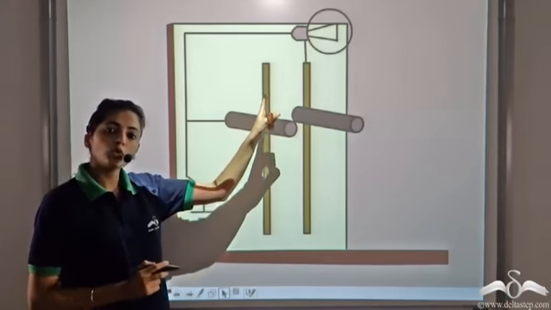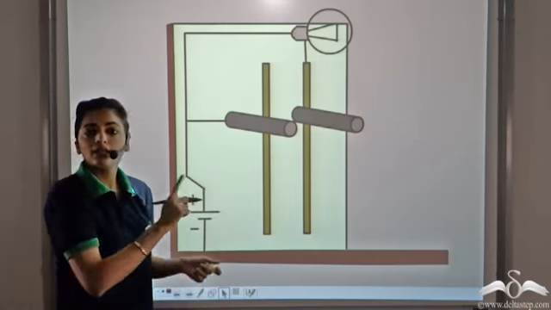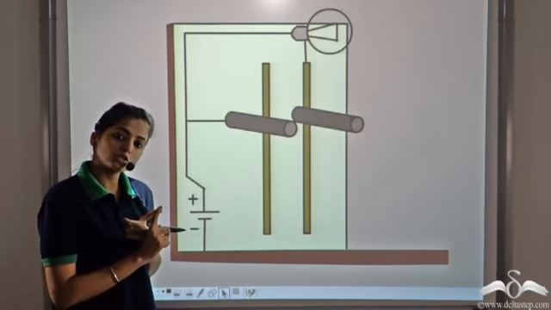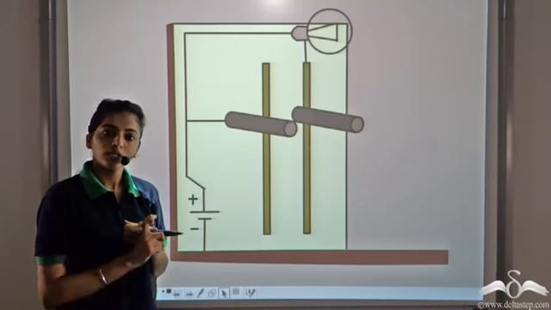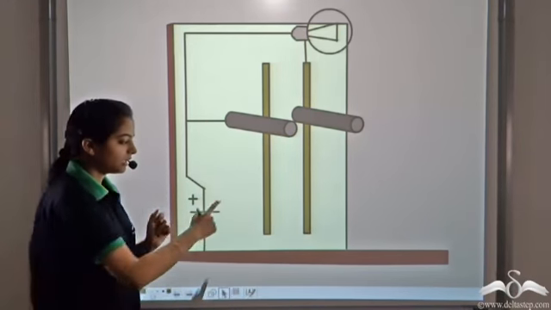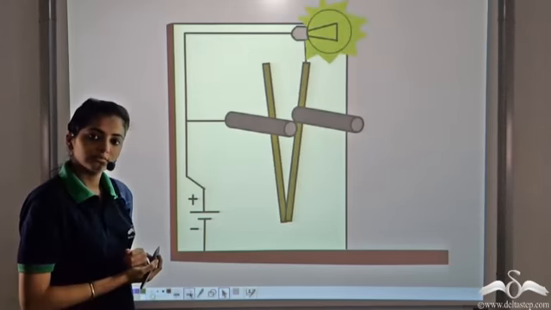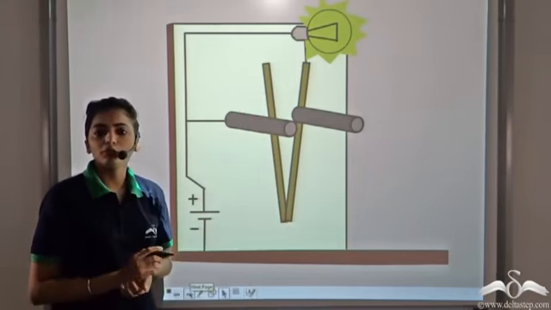So the bulb will glow only when electricity flows through this circuit. That is, electricity will flow only when there is a closed loop. In this case, we see that the bulb does not glow. This means that this circuit is not complete. Now, let's join the two metal rods. When we connect or join the two metal rods, we see that the bulb glows.